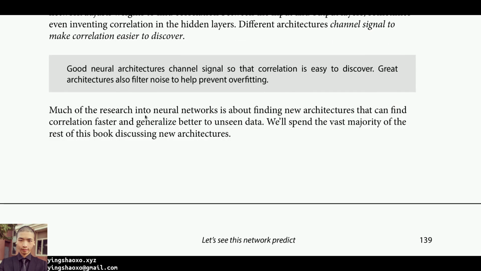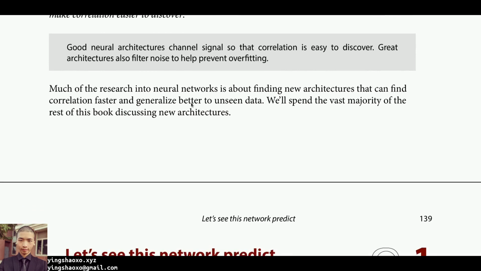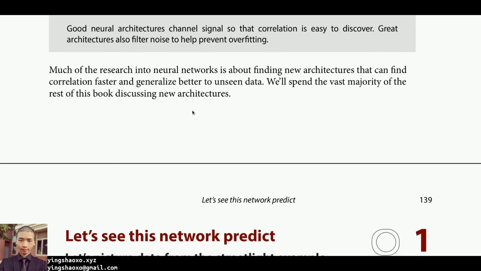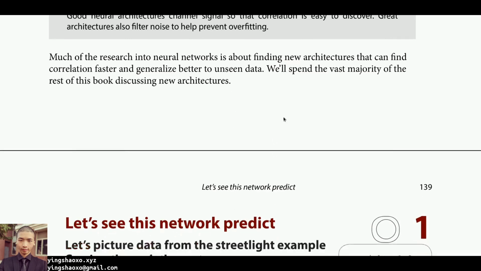Much of the research into neural networks is about finding new architectures that can find correlation faster and generalize better to unseen data. We'll spend the vast majority of the rest of this book discussing new architectures.